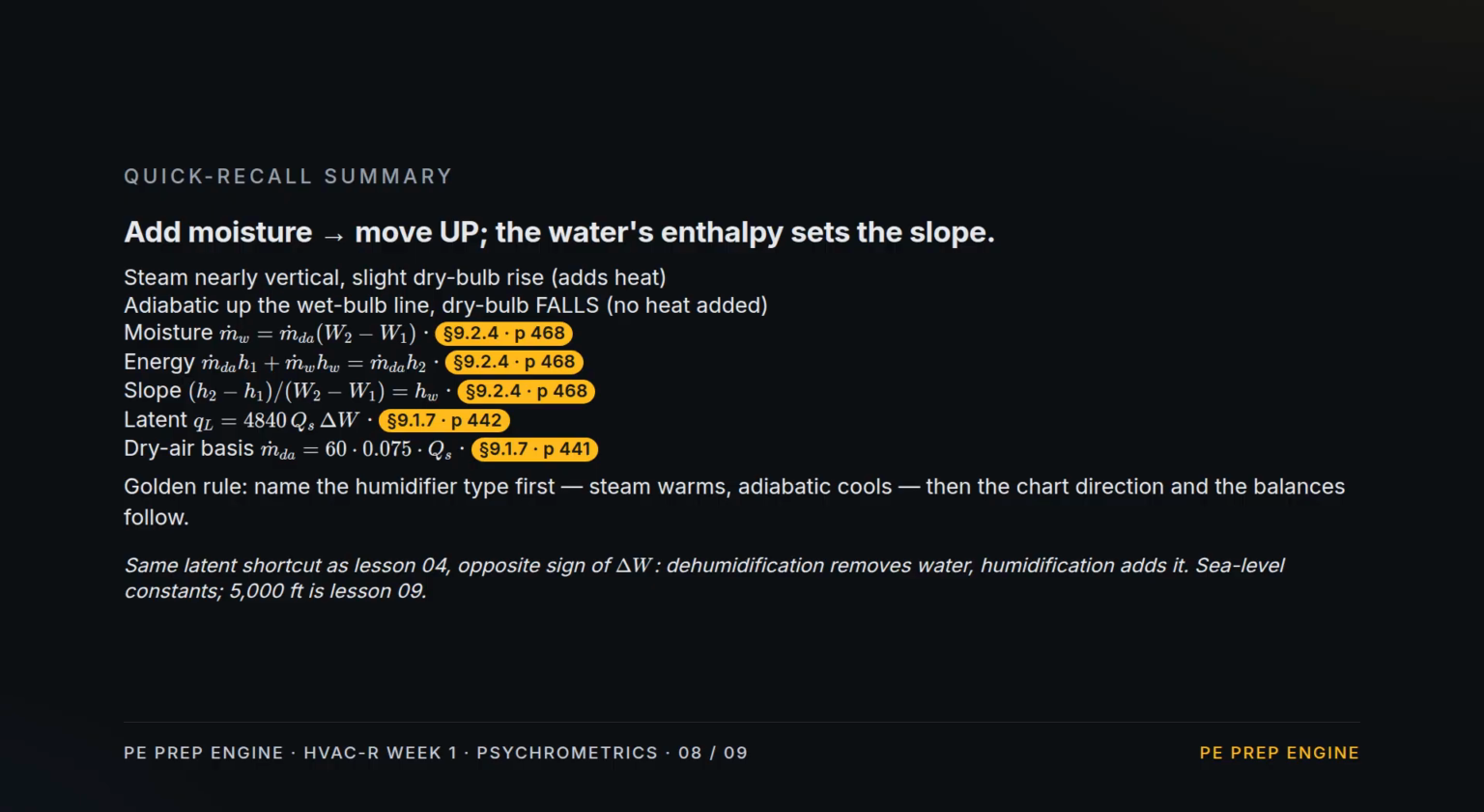Quick recall. Adding moisture moves up the chart, and the water's enthalpy sets the slope. Steam runs nearly vertical and warms slightly. Adiabatic runs up the wet bulb line and cools. Water added is dry airflow times the humidity rise. The latent load is 4840 times airflow times that same rise. Golden rule. Name the humidifier type first, and the direction and balances follow.